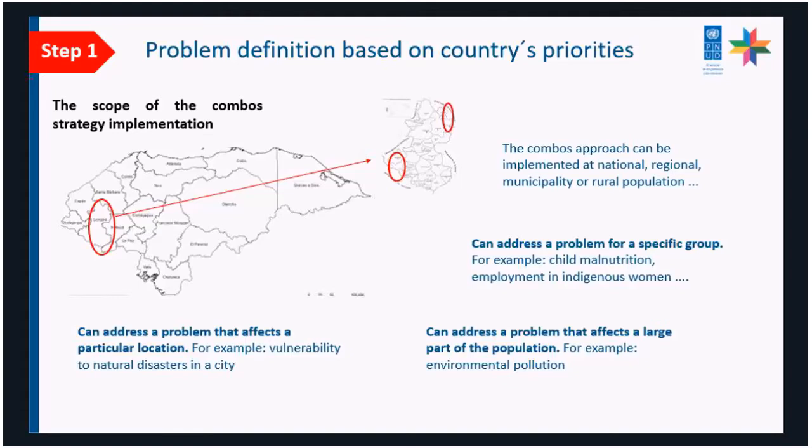A combo can address a problem that affects a large part of the population. For example, it can be a combo for environmental pollution, or it can be a problem that affects a very particular location. For example, we can create a combo for vulnerability to natural disasters in a specific city. So the scope of the combo depends on the resources available, on the government's willingness, and on the country context and its special needs.